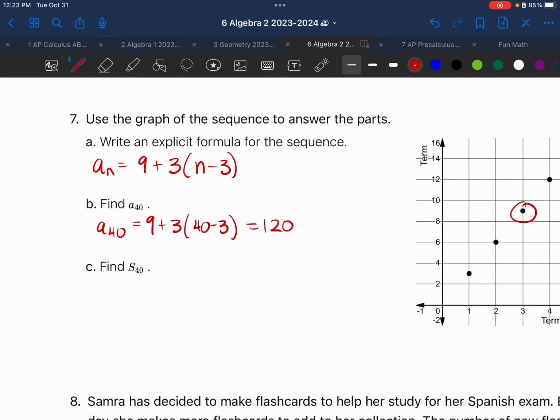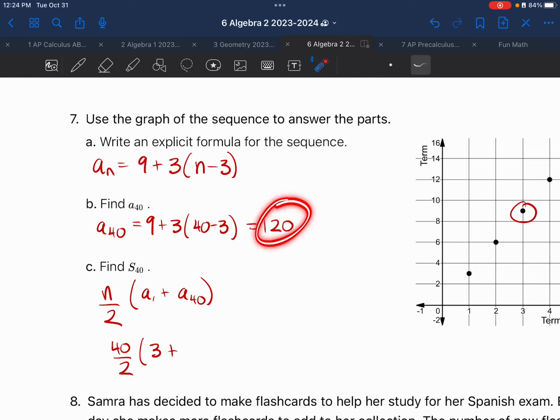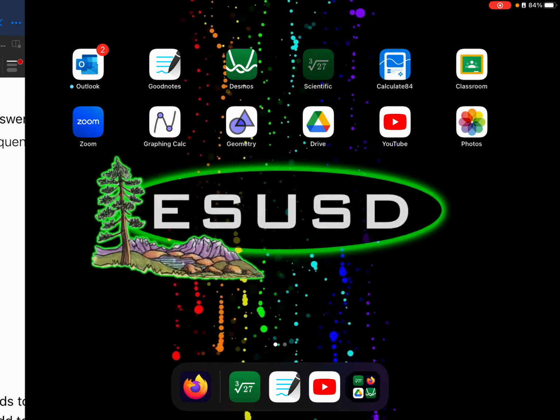All right, and if I find the sum of the first 40, so S is the sum of the first 40, that means we're doing n divided by 2 to find the number of pairs, times the first term, a sub 1, plus the last term, a sub 40. Let's figure out what this is. This is going to be 40 over 2 times the first term, which is 3, plus the last term, which we already know from the last problem, the 40th term is 120, and just plug this into a calculator because we're getting lazy, but you can do this by hand.